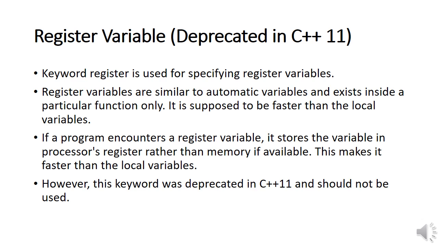Register variable is also considered faster as compared to local variable, because if a program encounters a register variable, it stores the variable in a processor register rather than a free memory location. This makes it faster as compared to local variable. However, the keyword register is deprecated in the C++11 version and should not be used.